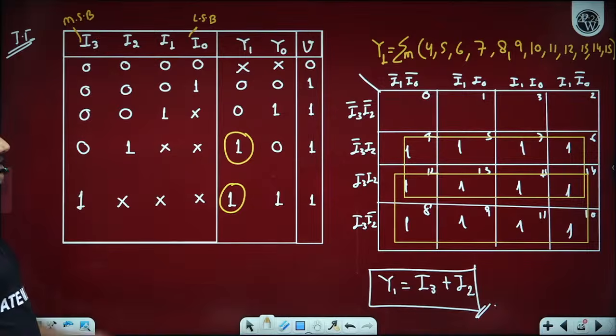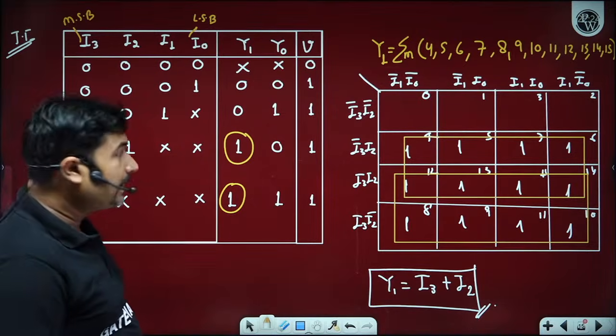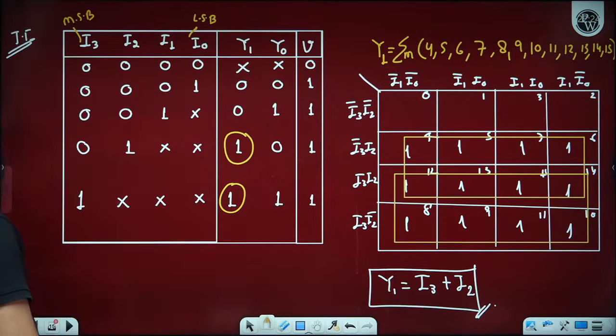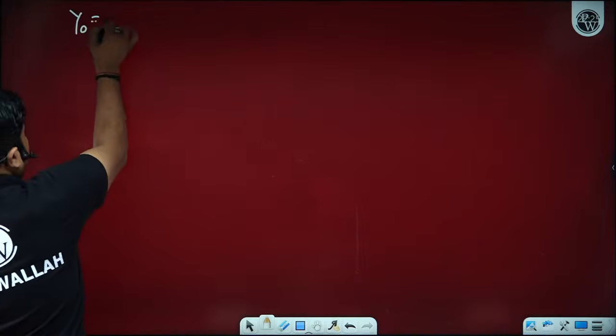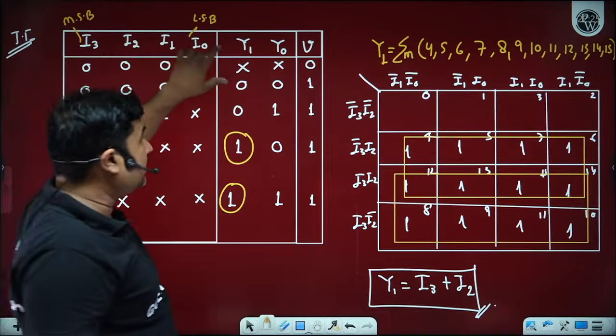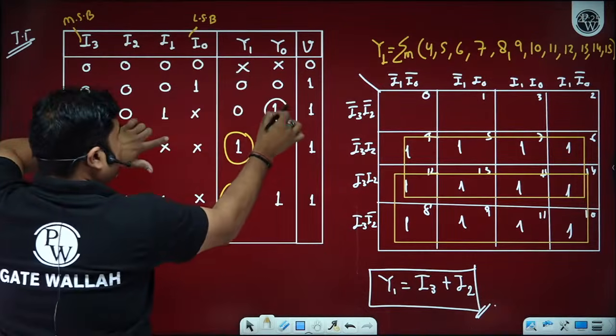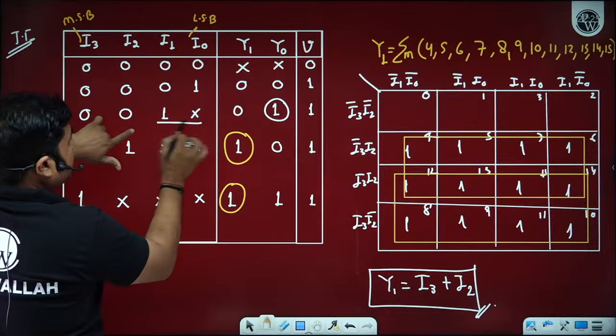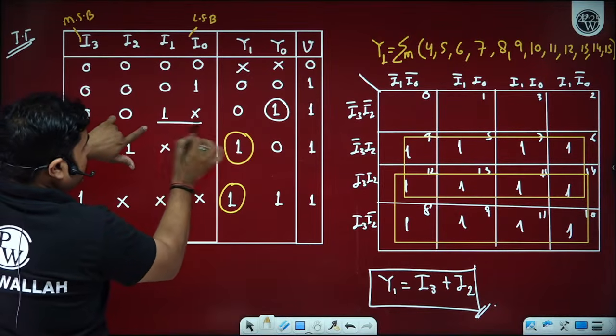We can use the same for finding y0 as well. So what is y0? Y0 we are getting high, with I3 as a MSB and I0 as a LSB, on the condition of, this is possible 1, 3, and so on.